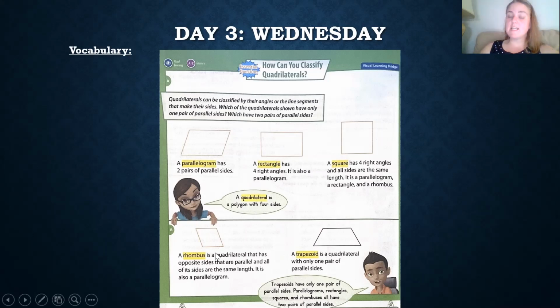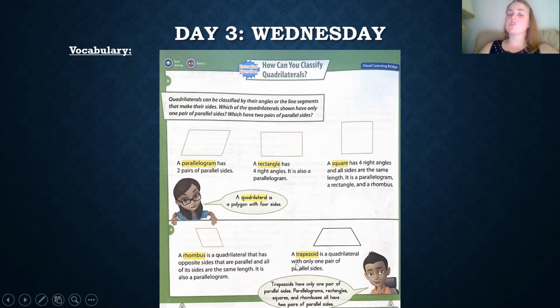A rhombus is a quadrilateral that has opposite sides that are parallel. What's a quadrilateral? A quadrilateral is a polygon with four sides. So any shape that has four sides is a quadrilateral. Okay, so a rhombus is a quadrilateral that has opposite sides that are parallel and all of its sides are the same length. It is also a parallelogram.